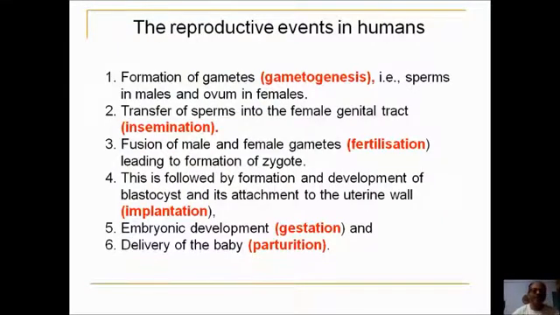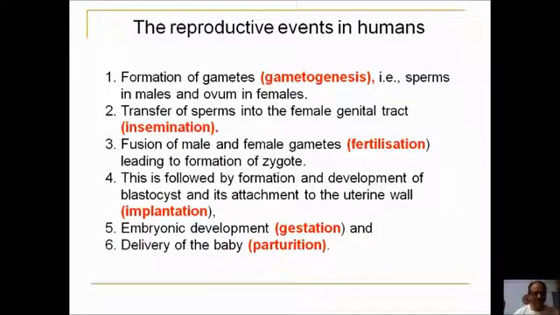Now, the summary of this chapter is divided into 6 steps, and the terminology that you are seeing will be used during the chapter. The process starts with gametogenesis, which is the formation of gametes. If it is a male, it is spermatogenesis, and if it is a female, it is oogenesis. After the formation of gametes, the gametes are transferred to the female genital tract, and the process is called insemination.